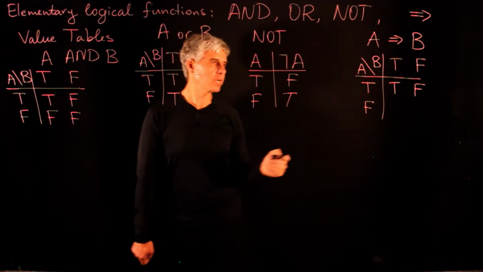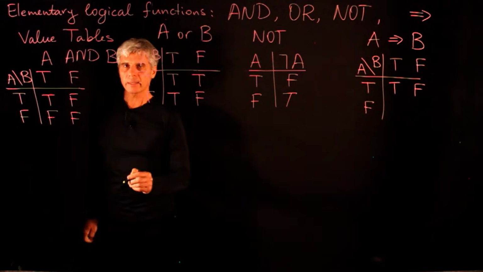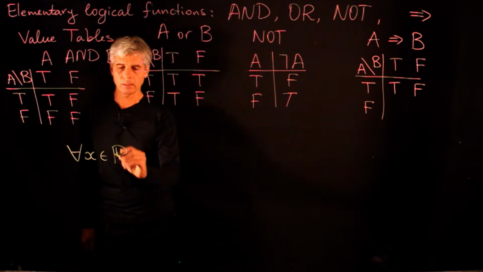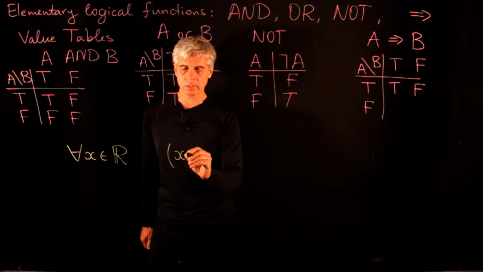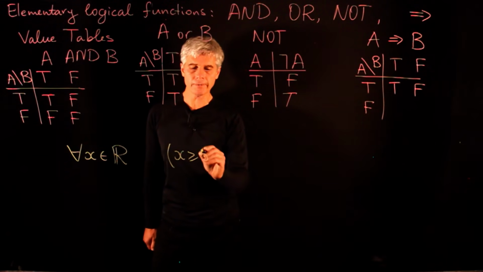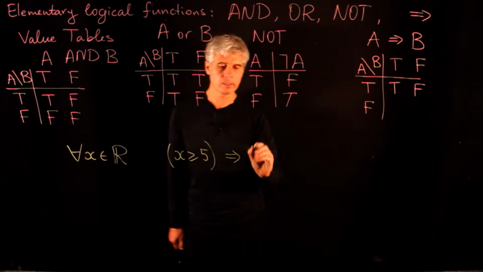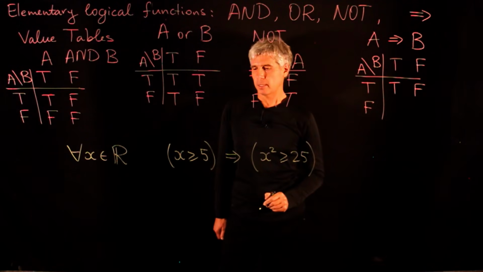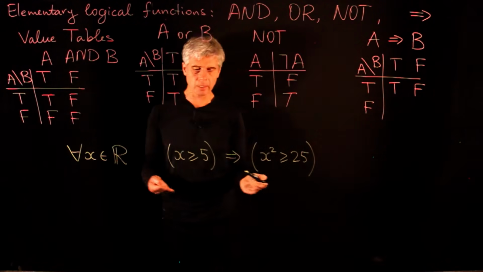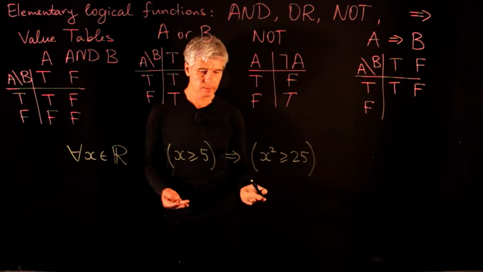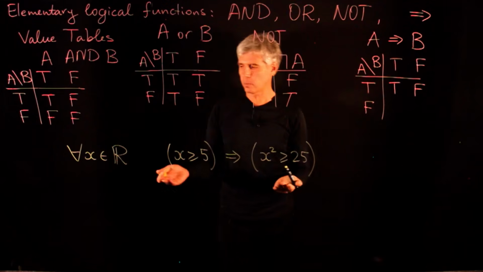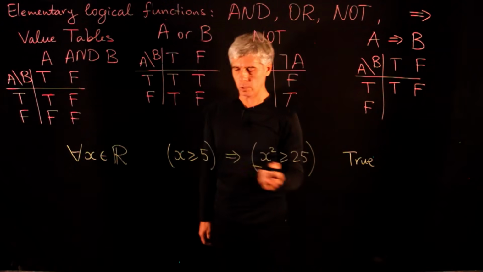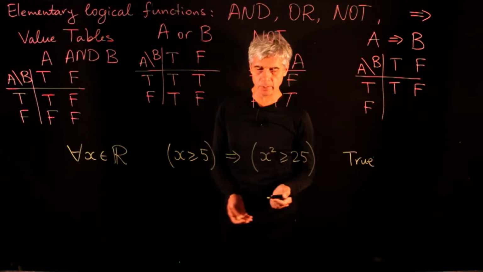And in order to help us, let's consider an example. Let's consider the following statement. For all x in R, x is greater or equal to 5 implies x squared is greater or equal to 25. Now let us think about it. Is this true or is this false? I think all of us will agree that this is a true statement. And so this is true for all real numbers x.